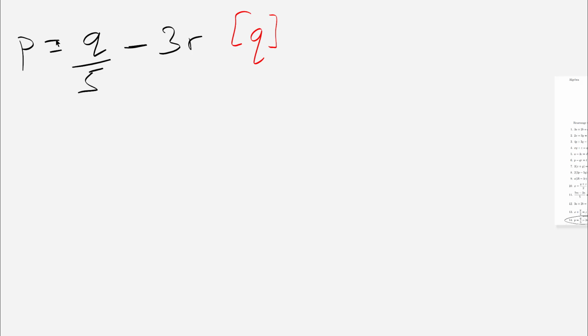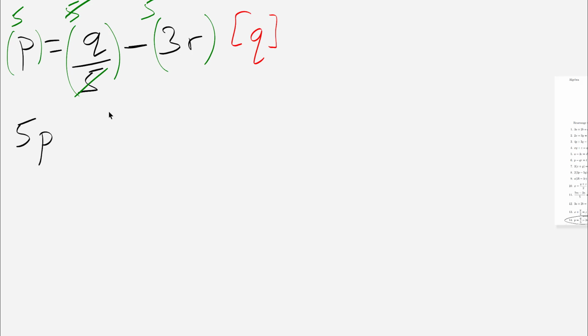The first thing you notice here is I have an equation with fractions. Now we know in order to simplify this situation, anytime you have an equation with fractions, you're going to multiply each term by the lowest common denominator, and our lowest common denominator in this case is 5. So I'm going to take each term and multiply it by 5, and that will cancel here. So my next line is going to be 5p is equal to q minus 15r.